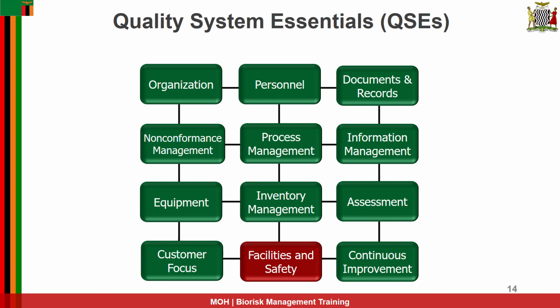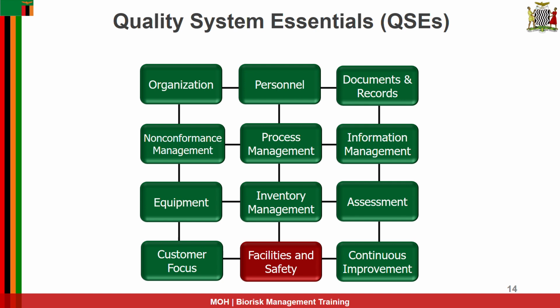So these are interlinked. So you need to have your organization, you need to have your personnel management, documents and records, you need to have some non-conformance management, you need to have process management, information management, equipment and inventory management, assessment. You need to do your assessments as well as your audits. Then you need to look at your customer focus. This is where you're checking whether or not you're meeting the satisfaction that your customers are supposed to have. Then we have got your facilities and safety, and then we have your continuous improvement. So these are the 12 quality system essentials.